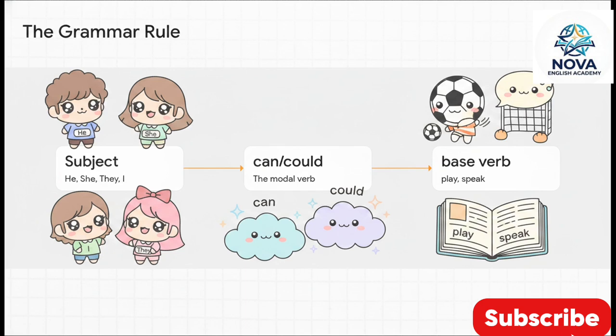Step 1, you start with your subject. This is the who of your sentence, like he, she, they, or I. Step 2, you just drop in your modal verb, either can or could. And step 3, well, this is the magic part. You add your base verb. The base verb is the pure original dictionary form of the action word, like play or speak. So the whole shebang is simply subject plus can or could plus the base verb.